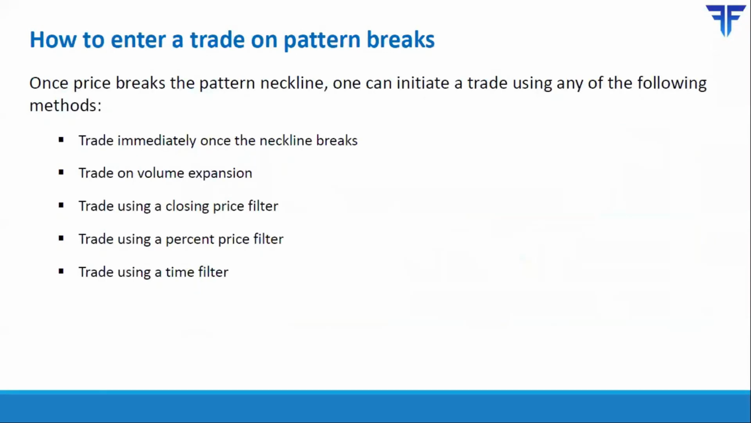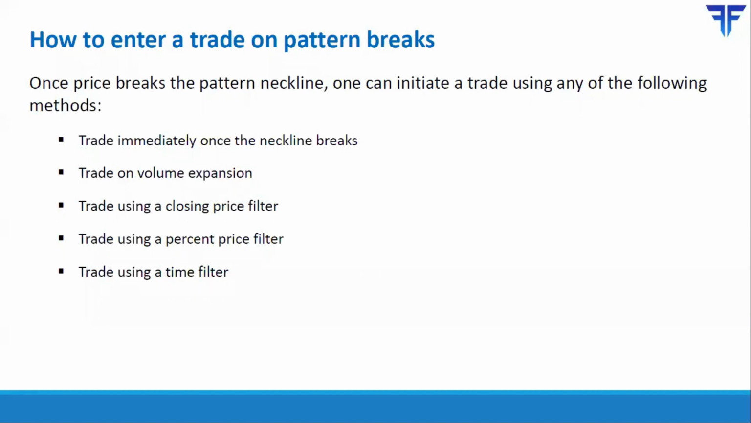So how do you enter a pattern once the break of the neckline occurs? Well, there are various ways. One is that you trade immediately when price breaks the neckline. Now, this is the riskiest method. Second is you wait to see whether volume is expanding on the break. So if there is an expansion in volume, then you would be trading. Otherwise, you'll wait to see more clues.